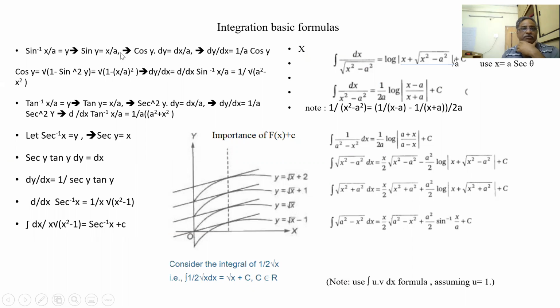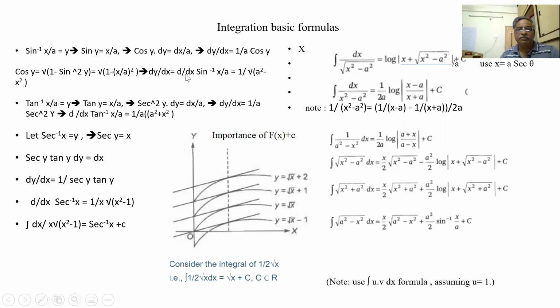Suppose I am differentiating both sides. Cos y into dy is equal to dx by a. So what is dy by dx? It is equal to 1 by a cos y. So we know when sin y is x by a, cos y is under root of 1 minus x square by a square. So dy by dx is equal to 1 by square root of a square minus x square.